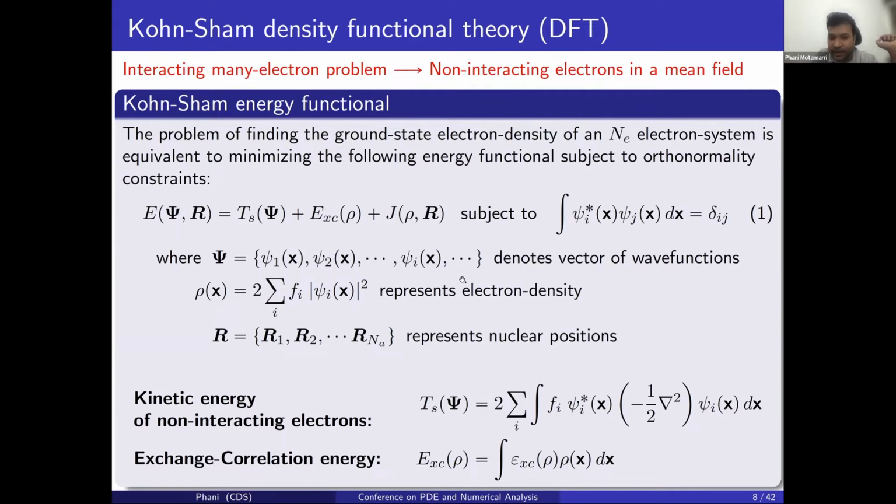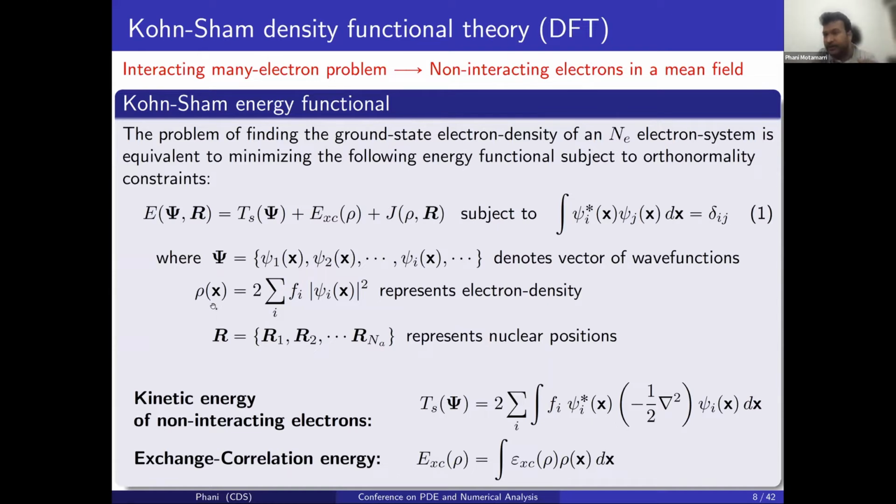And if you look at the individual terms, which I'm going to use here, psi is psi1, psi2, psi I of x, which is denoting the vector of single particle wave functions, because now I have an interacting electron system which is reduced to a non-interacting electron system, and so every electron will have its associated fictitious single particle wave function, which are psi1, psi2, psi I of x, and the electron density rho of x, which is actually an interacting electron density, because you are trying to reduce an interacting many electron problem into a non-interacting problem in a mean field.